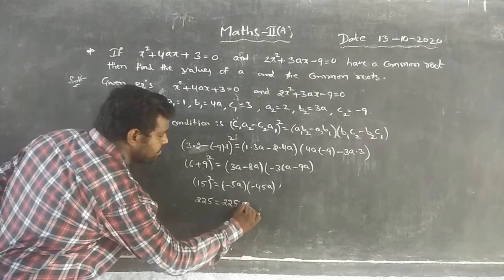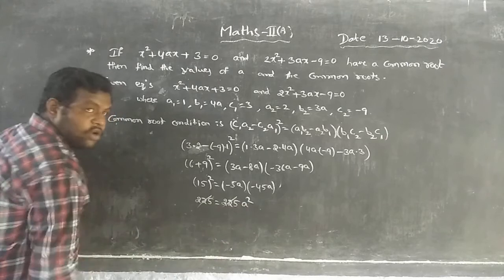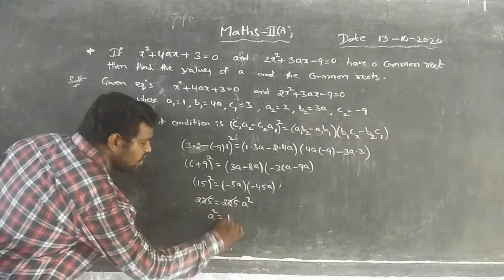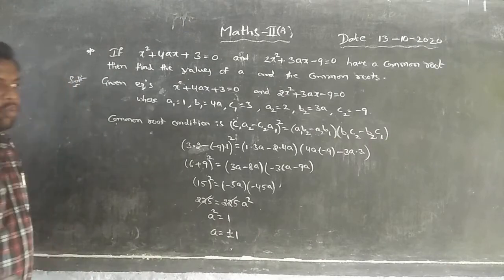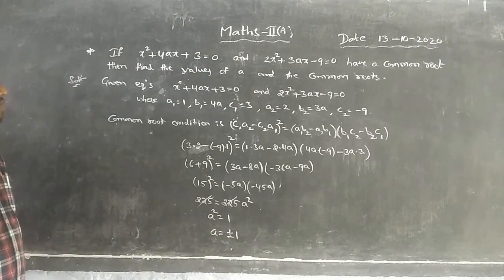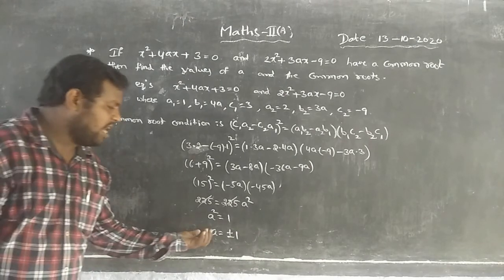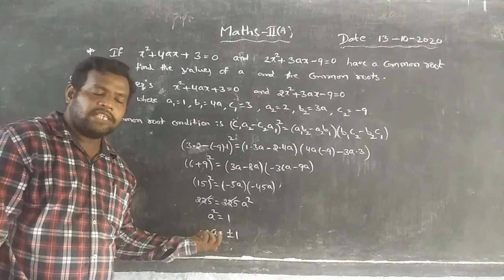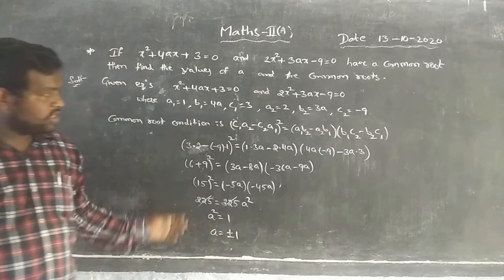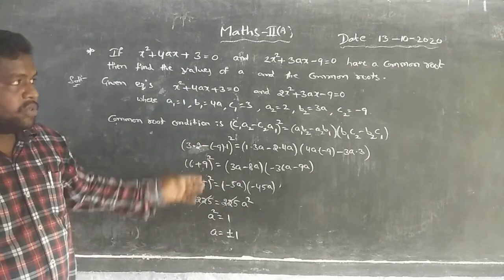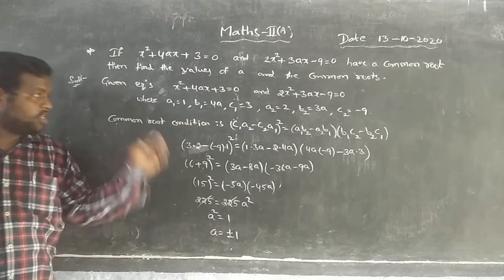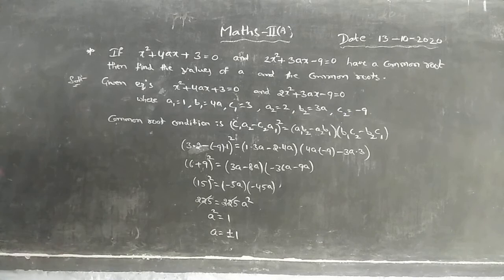So 225 gets cancelled. A square is equal to 1. A is equal to either plus or minus 1. So first we can find the value of a. That value is either plus or minus 1. Okay, everyone note this one. And also we can find the common roots. Okay, continue. Everyone note this one.